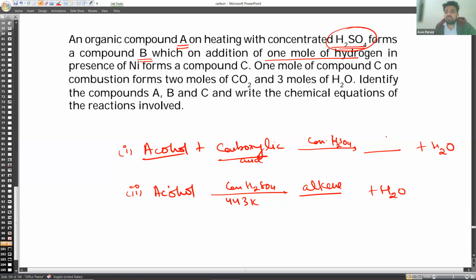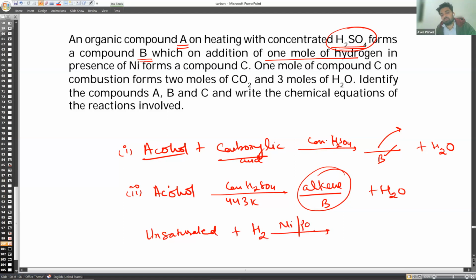So what can you add? Let's suppose this is compound B. This is alkene, na? Alkene is an unsaturated hydrocarbon. Unsaturated hydrocarbon, when treated with hydrogen in the presence of nickel, palladium, or platinum, gives a hydrogenation reaction. It will give you compound C. If it is a 2 carbon unsaturated hydrocarbon, that will give you a 2 carbon alkane. If it is alkene, then it will give you alkane.